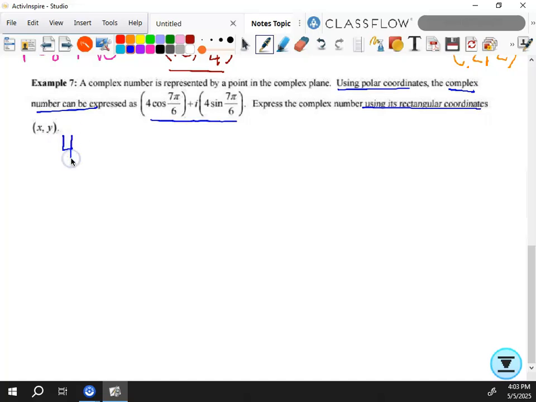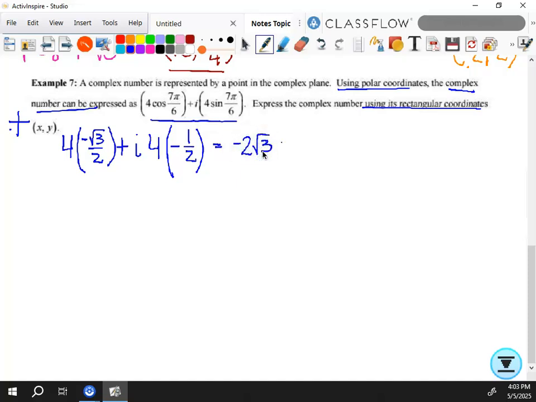We're going to have 4 times, so the cosine of 7 pi 6 is in the third quadrant, so it's going to be negative, and that's going to be negative square root of 3 over 2, plus i times 4, sine is also going to be negative 1/2. Right? So that's going to give me negative 2 square root of 3, and then minus, because that's negative, i times 2, which really should be 2i, so it should be negative 2 square root of 3 minus 2i. Like that's the proper way to write it.